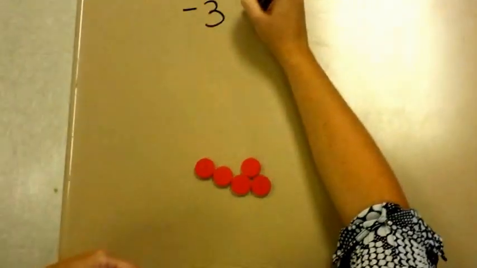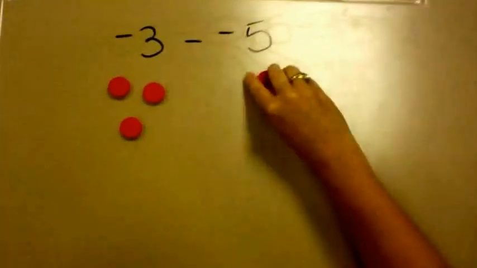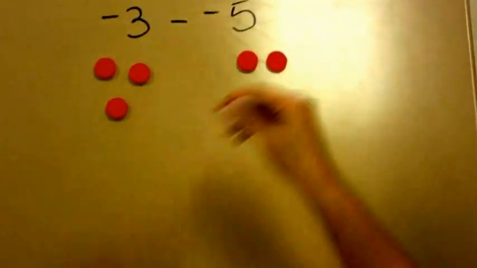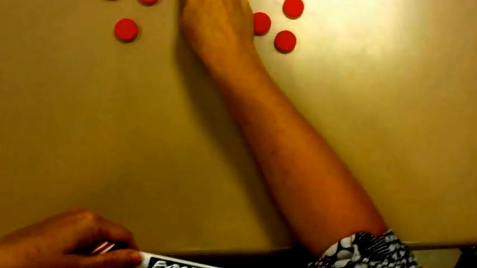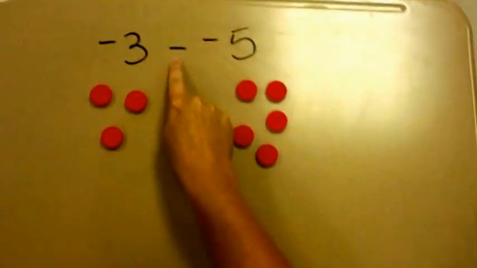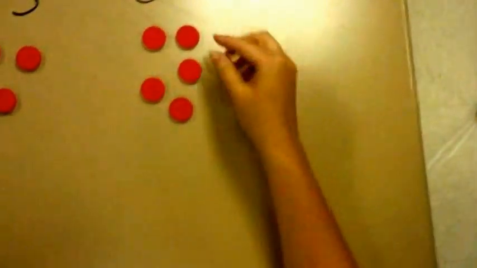Let's do -3 minus -5. -3, I'm going to model that. I'm going to model this -5. There we go. Thank you, Kennedy. Now, remember, the minus sign changes everything after it. It's going to change all of these reds to what? White. It's going to change all the reds to white. When you see this minus sign, start thinking the opposite.